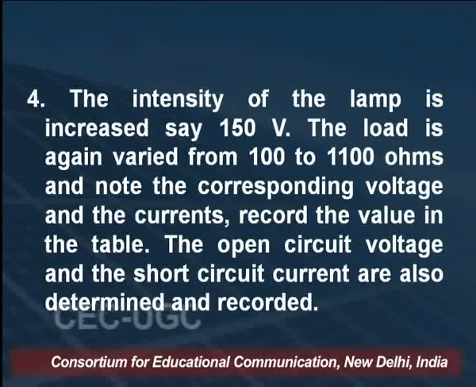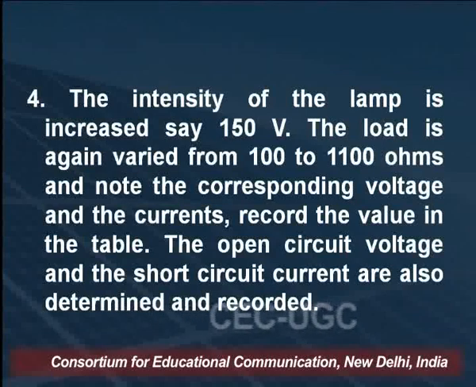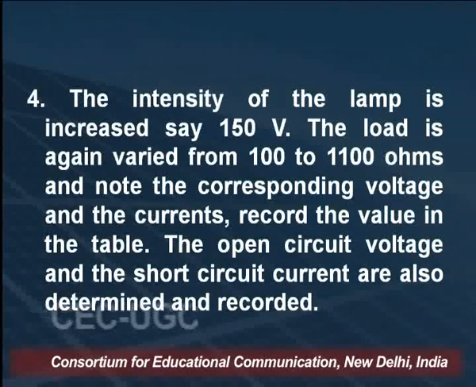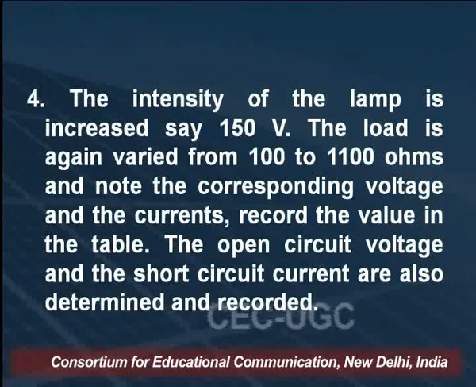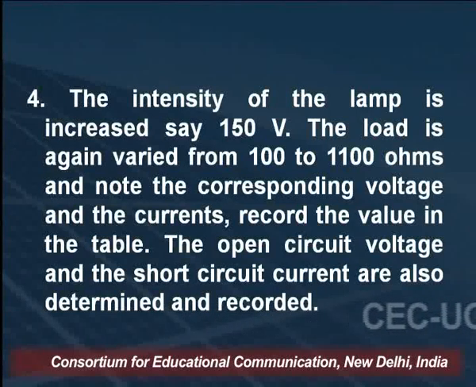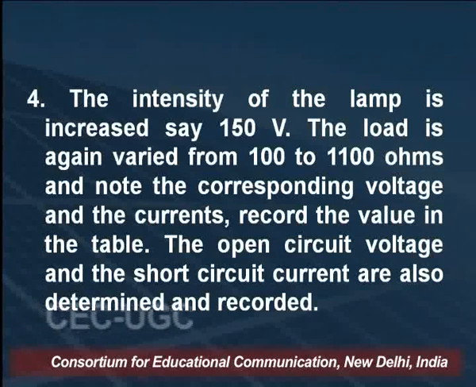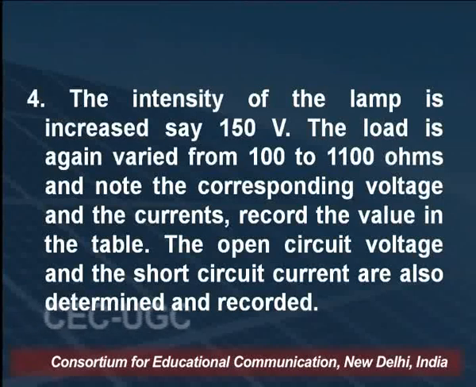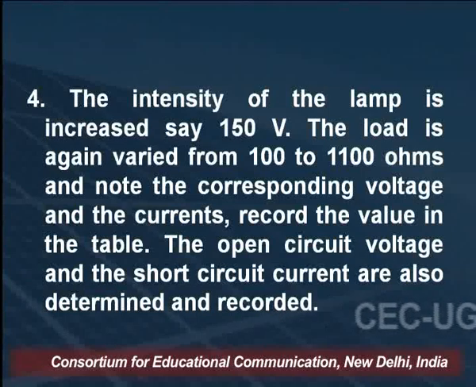Now the intensity of the lamp is increased to say 150 volt. In the first step, fix the intensity. In the next step, we change the intensity. Intensity of the lamp is now increased to 150 volt. In the previous we had the 50 volt. Now here 150 volt. The load again varies from 100 to 1100 ohms. Now again we note the corresponding value of the current and voltage for that particular change of the load. The open circuit voltage and the short circuit current are also noted to determine the maximum power.